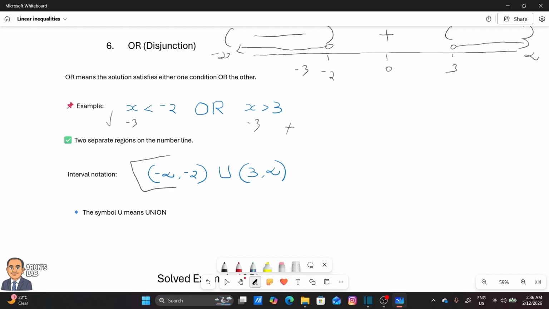The sets of x values of the two separate inequalities are combined together using a union. This is a union symbol. This is called or. This is how we combine two sets of x values. We use this symbol to add or combine two different sets of values together, and the symbol we use is called union.